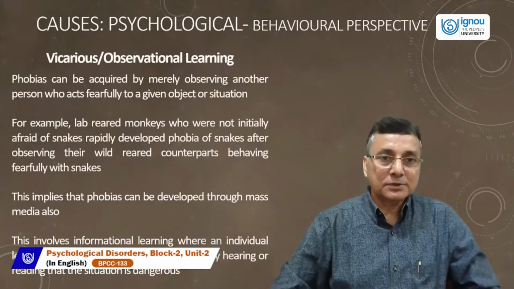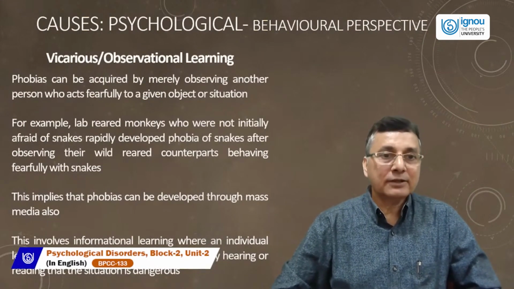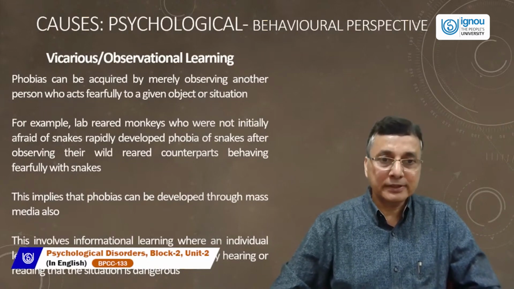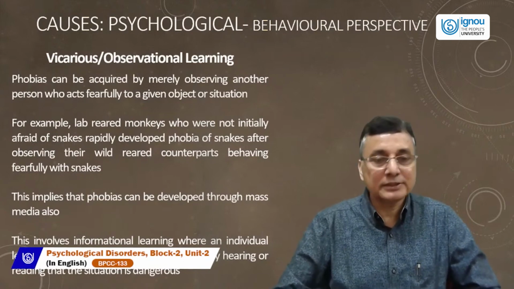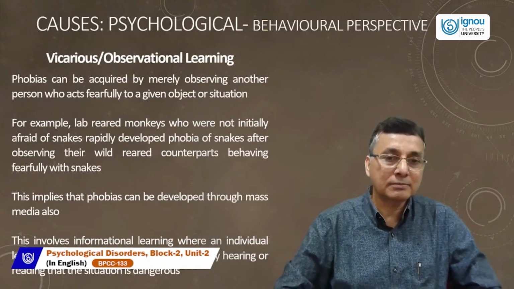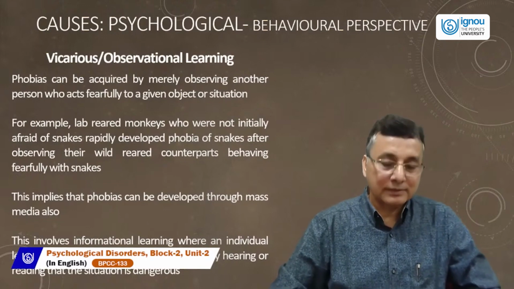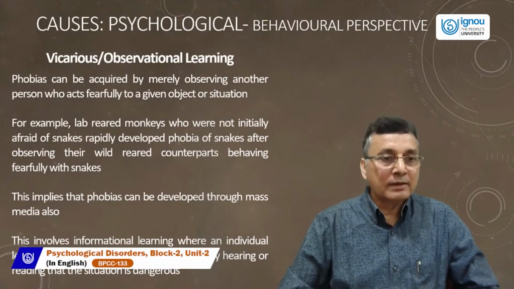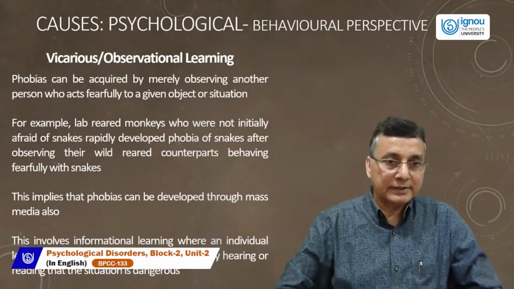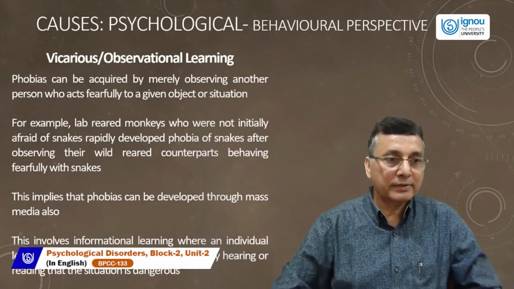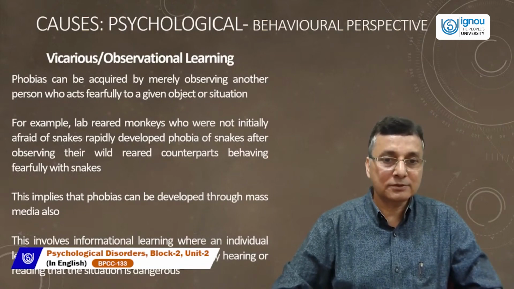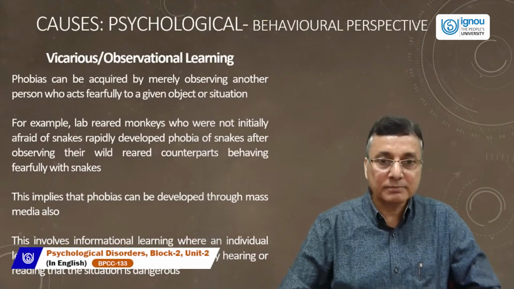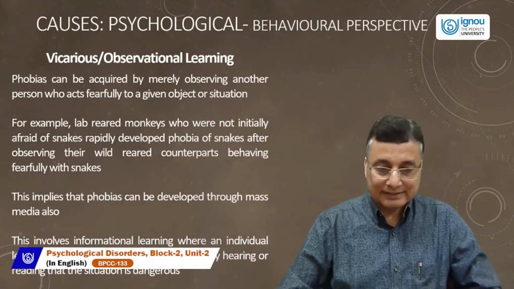Coming to Bandura's observational learning, phobias can be acquired by merely observing another person who acts fearfully to a given object or situation. So this happens when in the family already, father or mother, if they are having phobia, children may learn this behavior very easily. For example, lab-reared monkeys who were not initially afraid of snakes rapidly developed phobias of snakes after observing their wild-reared counterparts behaving fearfully with snakes.